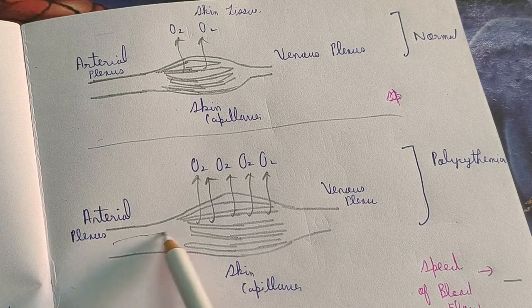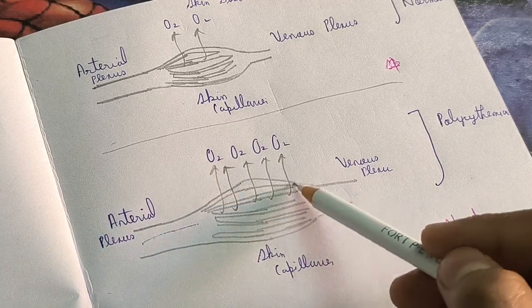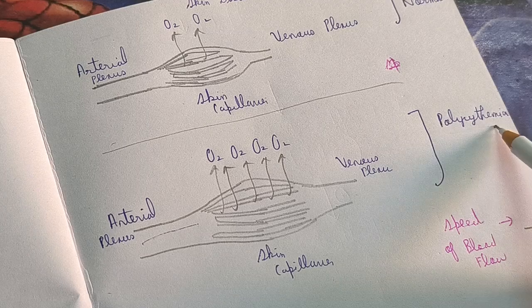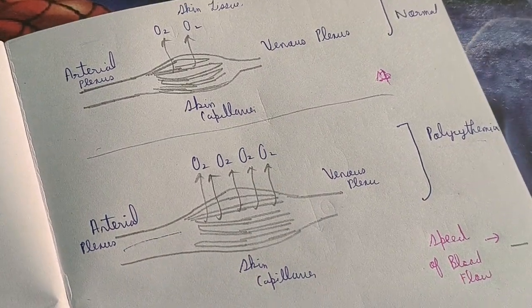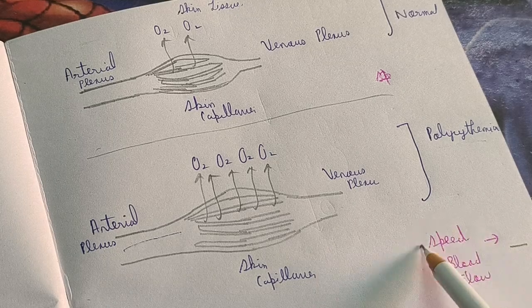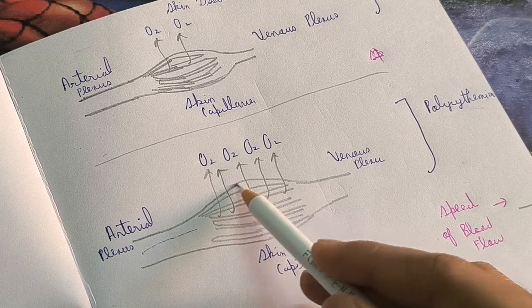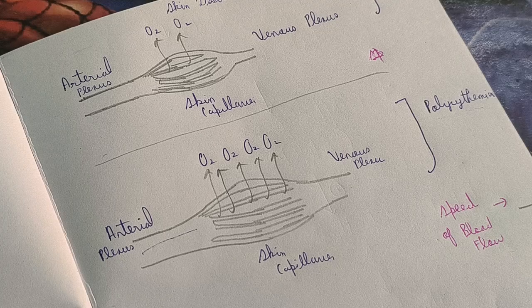But in this case you can see more and more oxygen supply because of polycythemia. But now there is one question you have to ask: whether blood flow in these skin capillaries increases or decreases. Now please think and then come to a solution. Okay, have you thought now?